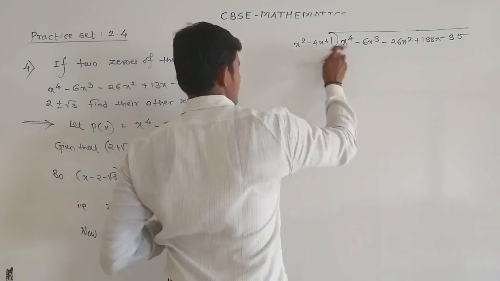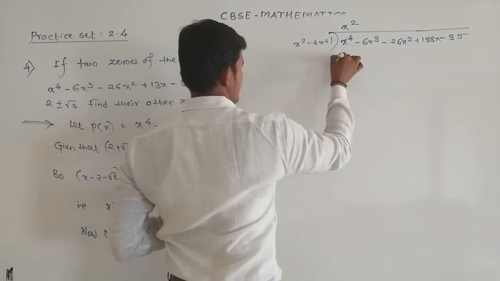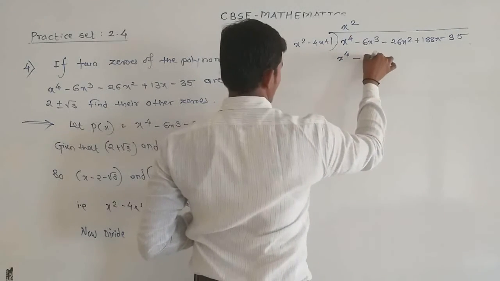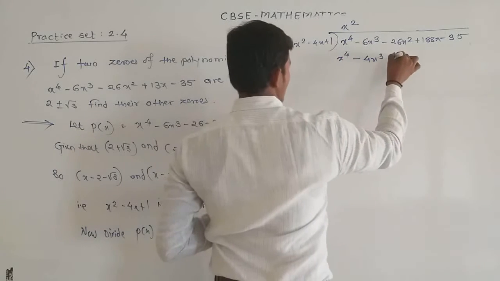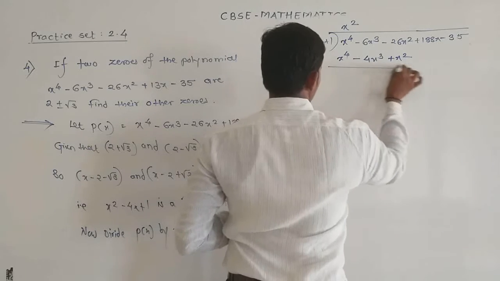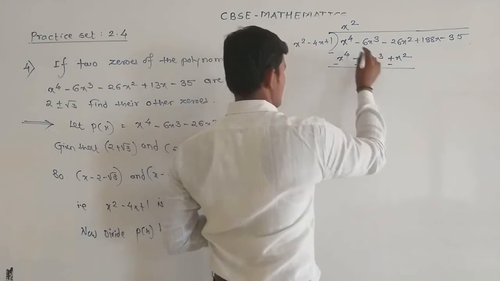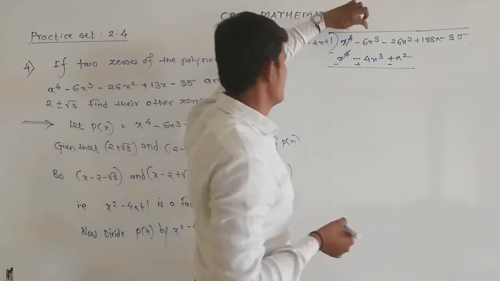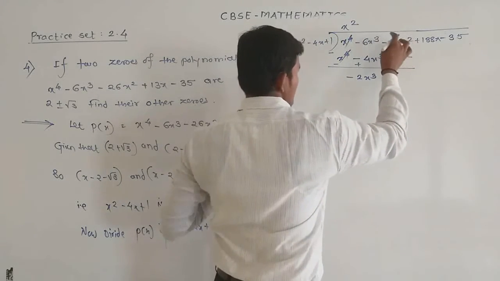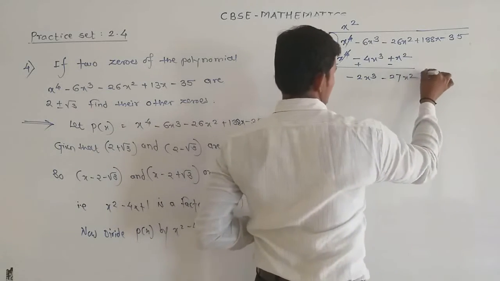So to get x raised to 4, multiply the divisor by x square. So after multiplying by x square, we get x square into x square, x raised to 4, x square into minus 4x, minus 4x cube, x square into 1, x square. So here operation is subtraction. So sign of second expression changes. So here x raised to 4, x raised to 4 get cancelled. Minus 6x cube plus 4x cube is nothing but minus twice x cube. Minus 26x square minus x square, minus 27x square. Next term is 138x.